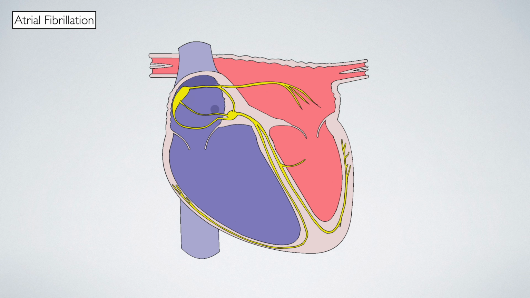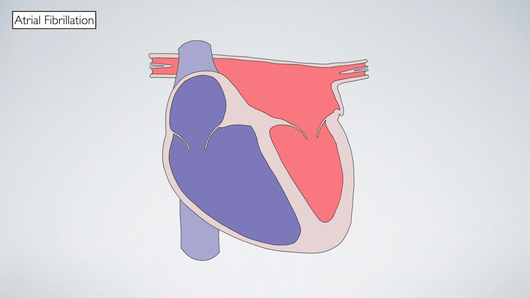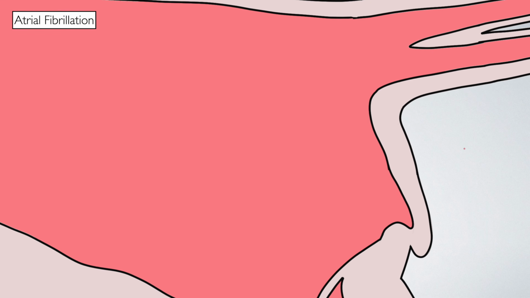It is worth noting at this point that the loss of normal atrial contraction experienced in atrial fibrillation and in atrial flutter has an impact on normal blood flow in the atria. Let's take a closer look at this.